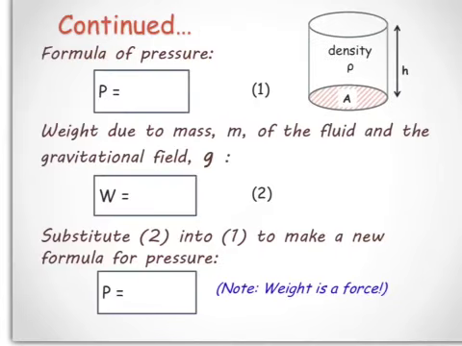Formula of pressure, you all know that. P is equal to force over area. Weight due to mass m of the fluid and the gravitational field g is given by W equal to mg, mass times gravity. And then you substitute this equation 2 into equation 1 to make a new formula for pressure. Try that yourself. Don't forget, weight is a force of gravity.